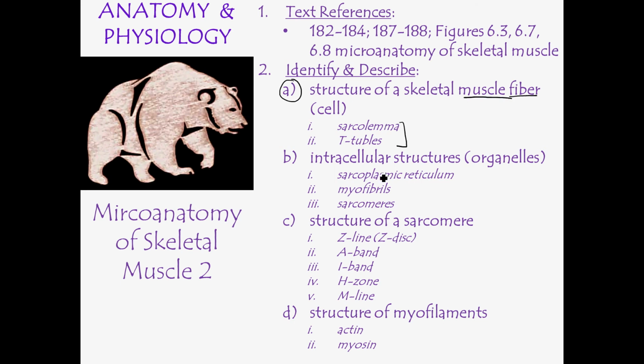sarcolemma and these T-tubules. Also the intracellular structures, the organelles, if you will, of the muscle fiber, so sarcoplasmic reticulum, these things called myofibrils, as well as then sarcomeres. Then we'll spend a lot of time here looking at the structure of the sarcomere, and then all of this alphabet soup of things here, so the Z-line, or sometimes called Z-disc, the A-band, the I-band, the H-zone, the M-line. And then finally, detailed super microanatomy here of the myofilaments, the proteins actin and myosin. So both of these are the proteins of muscle contraction. So let's get started here.